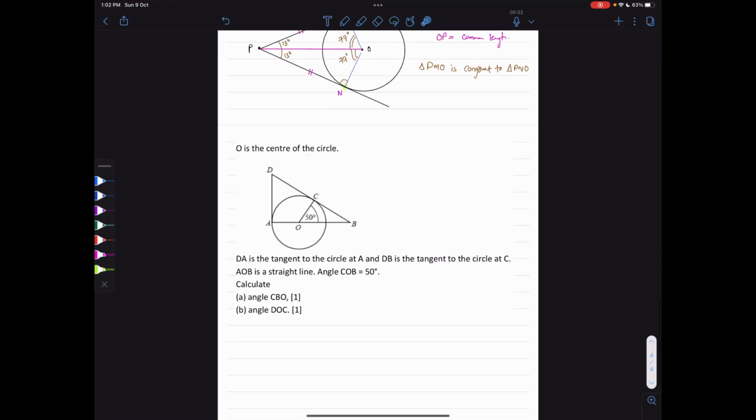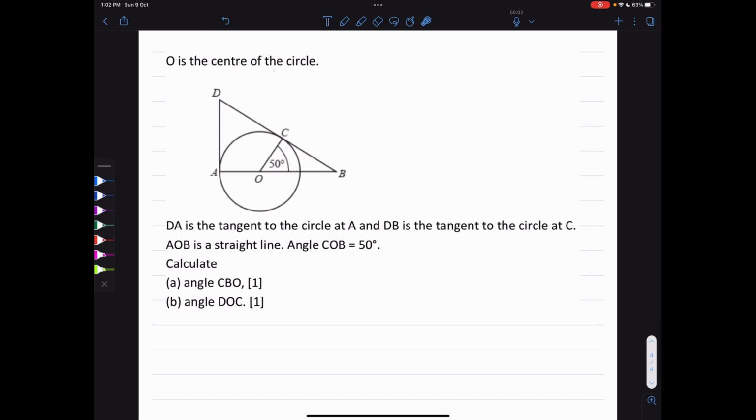Let's look at a question now. O is the center of a circle. The line DA is tangent to the circle at point A, and DCB is a tangent line to the circle at point C. AOB is a straight line. Angle COB is 50 degrees, so this angle is given to us as 50 degrees. We need to calculate angle CBO.